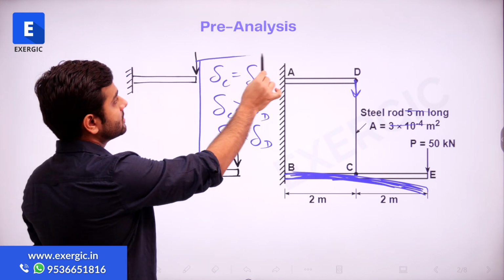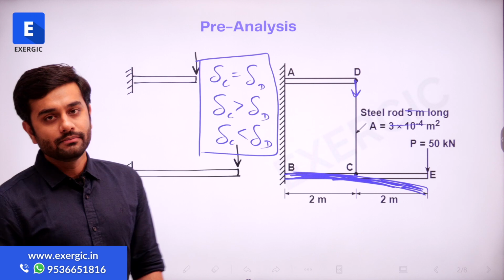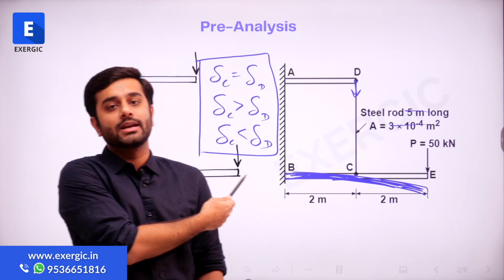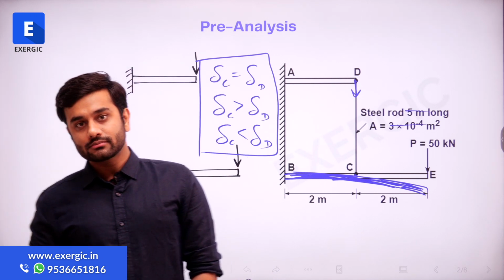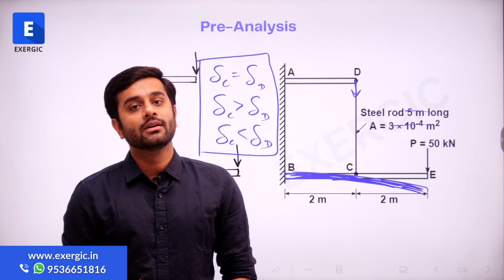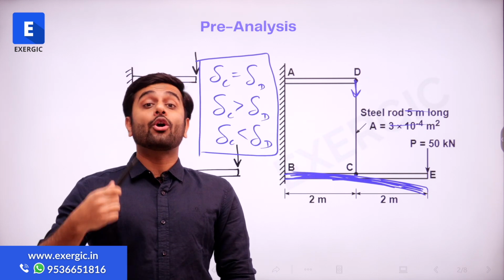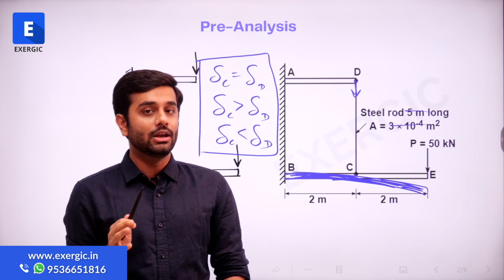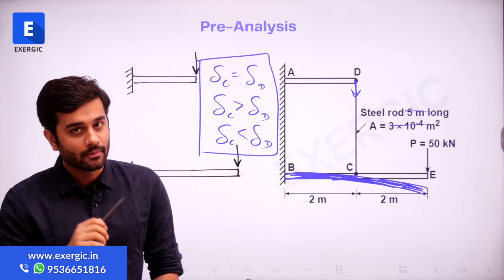Which of these three relations will be correct? Can we conclude something? Or maybe option D, that we cannot conclude. We can conclude actually. Both of the deflections will not be equal. Let me tell you which exact relation will be true here.